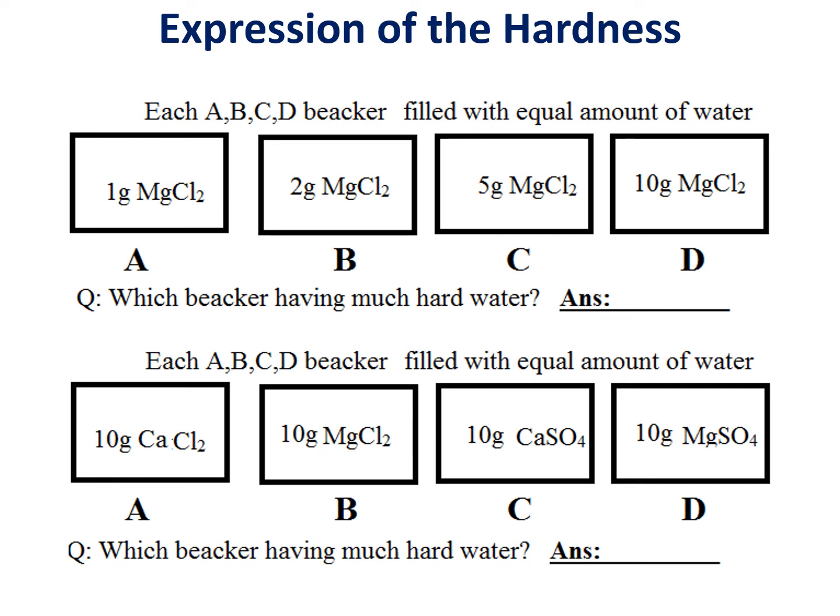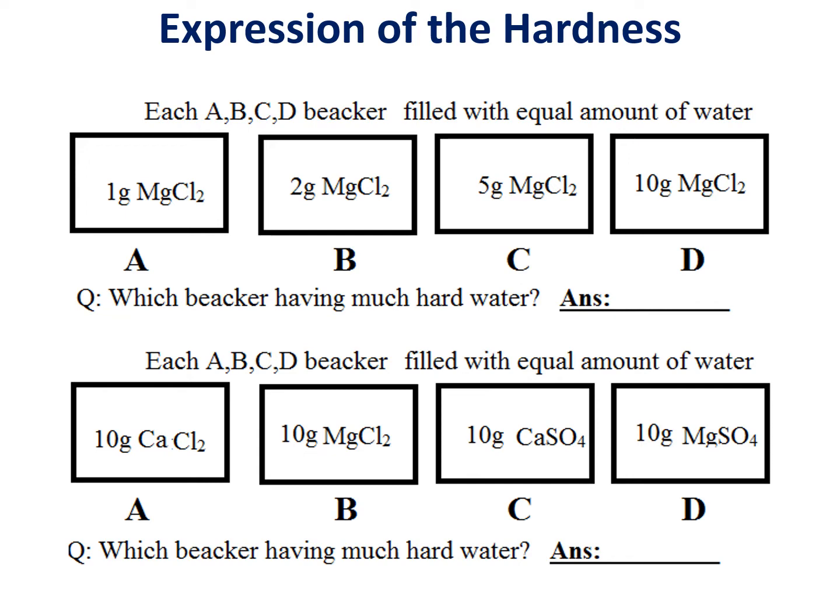So I am giving a problem to you. There are four beakers, A, B, C, D. Each is filled with an equal amount of pure water, that means 1 liter of pure water. Pure water means only H2O. There are no other contaminants like hardness-causing salts, dissolved salts, or gases. Nothing is there. Only water is there.